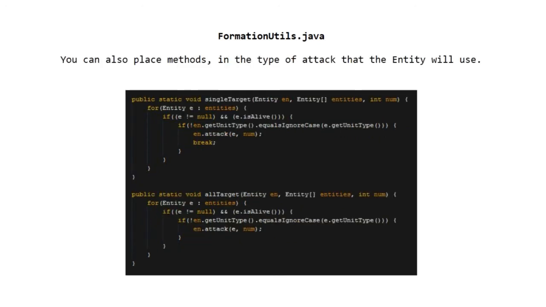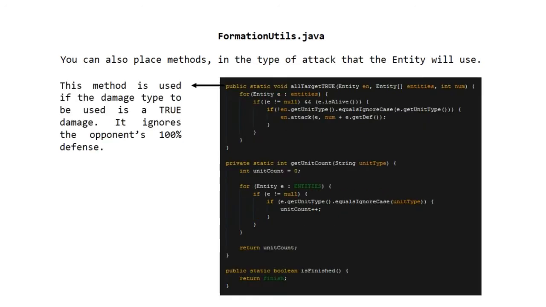You can also place methods for the type of attack that the entity will use. Just make sure that all methods used are generally used by most entities. For example, if all of your support type entities have healing skills, you can code it here, so that you no longer have to code it within the activate skill method.